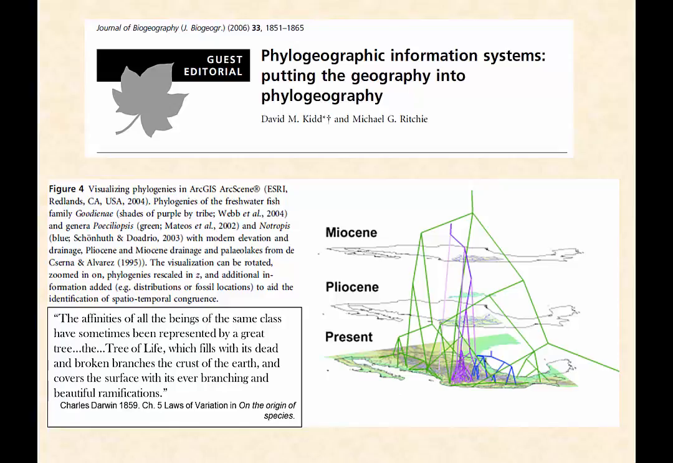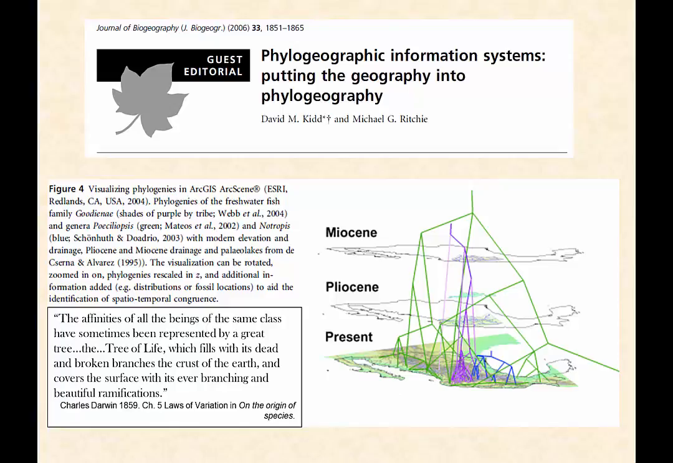Now, while I was writing my PhD, one of the products of it was this paper called Phylogenetic Information Systems, putting the geography into phylogeography. It's a review type paper in the Journal of Biogeography, and it was saying, basically, wake up world, this is GIS, evolutionary scientists, you're not using this amazing system. Here's some of the things we might be able to do with it.